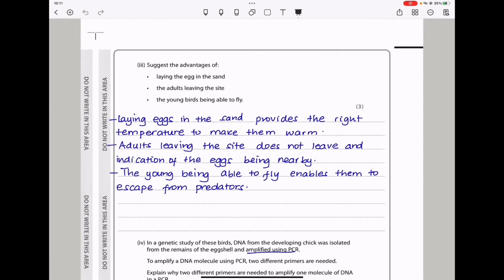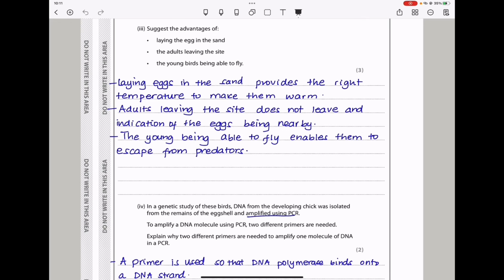Here they say, suggest the advantage of laying the eggs in the sand. This is going to provide them the optimum temperature. It could be warmth in order for them to hatch in due time. The adults leaving the site. This means if there are no adults, there will be no sight of the existence of the eggs, and therefore humans or any other organisms cannot dig up or look for the eggs in the sand. And then a young bird being able to fly, it enables it to escape from predators in order to fly away to the forest once it has been hatched.